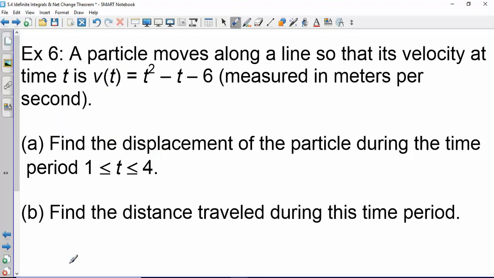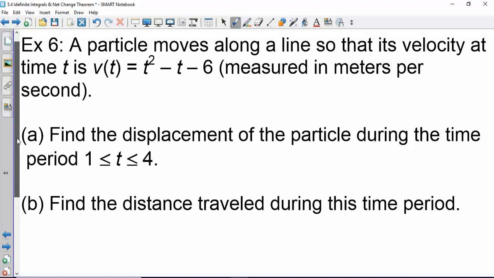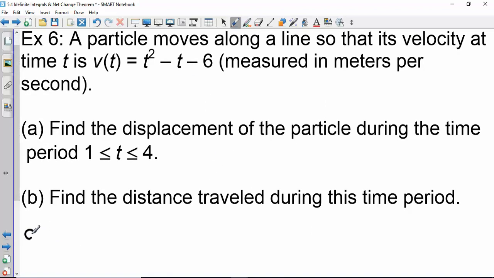Alright, so let's look at an example. A particle moves along a line so that its velocity at time t is v of t equals t squared minus t minus 6, measured in meters per second. I'm going to find the displacement and the distance between 1 and 4. So, if I need the displacement, that's just how far it is from the starting point. So what do I need to do? Just integrate. We're going to integrate from 1 to 4.